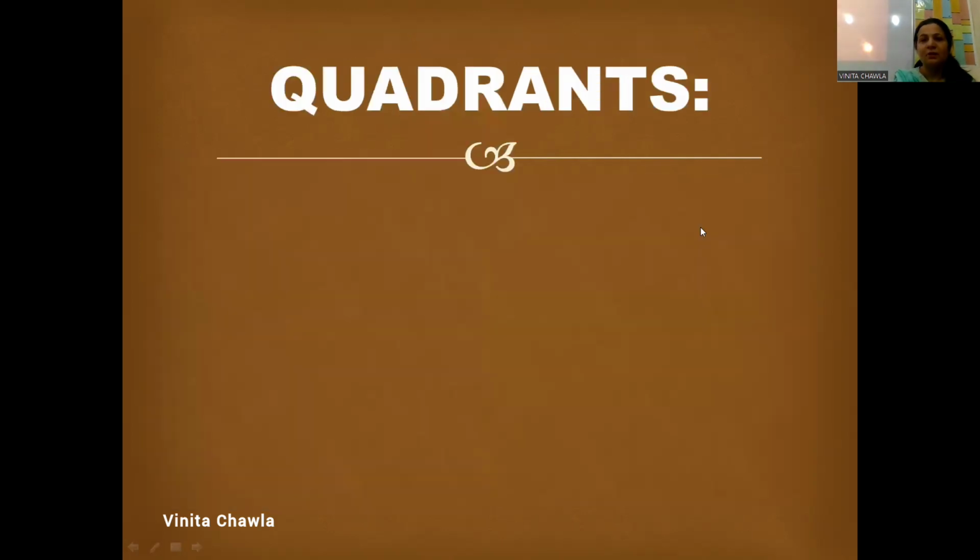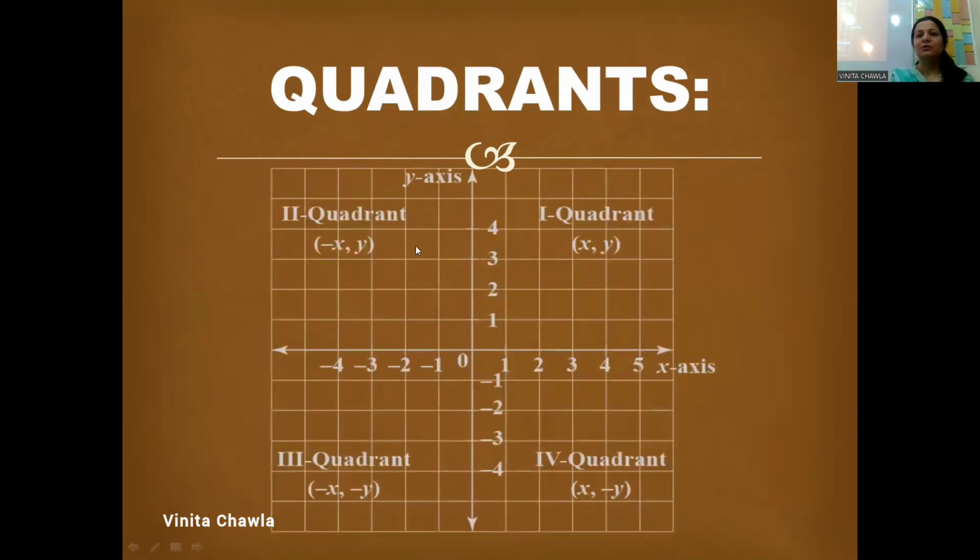Okay. So what are quadrants? Yes, there are 4 quadrants. So this is first quadrant. In the first quadrant, you can see both x and y are positive. In the second quadrant, we have x negative and y positive. In the third quadrant, we have both x, y negative. And in the fourth quadrant, x is positive and y is negative.